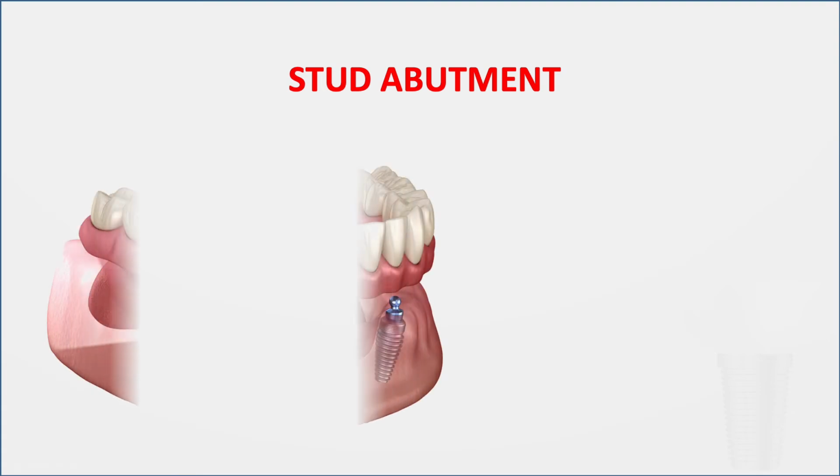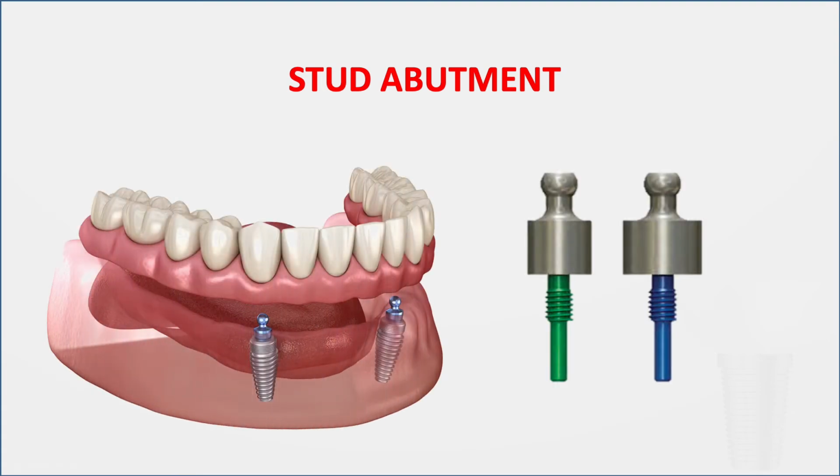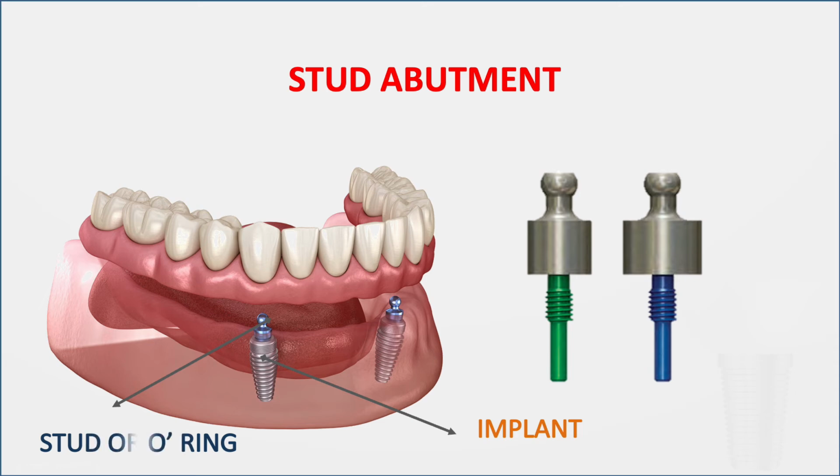Now abutment for removable prosthesis. So first one is the stud abutment or attachment. As you can see in the figure, we have an implant and then over which we have a stud or o-ring attachment, over which the removable prosthesis is fixed.